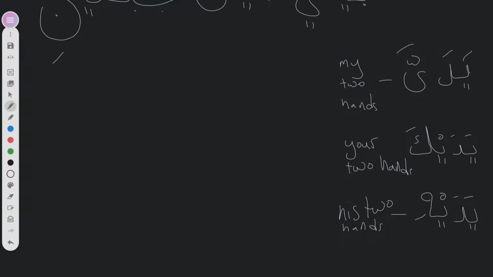Now, if we put the two words together, baina, let's start with yadaika. Baina yadaik. Baina yadaik literally means what? Between your two hands. Between your two hands.